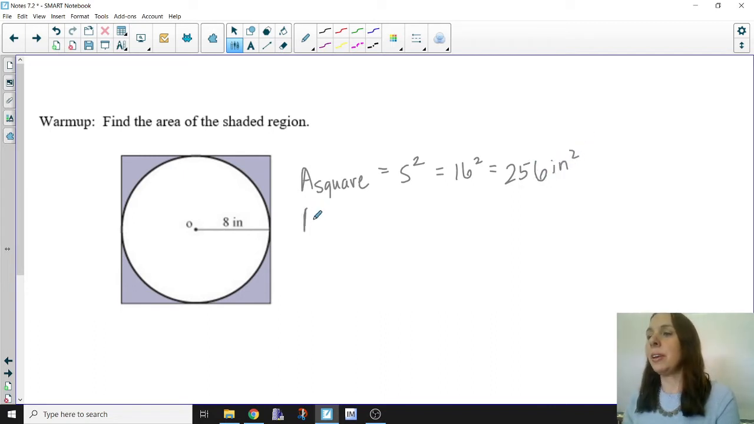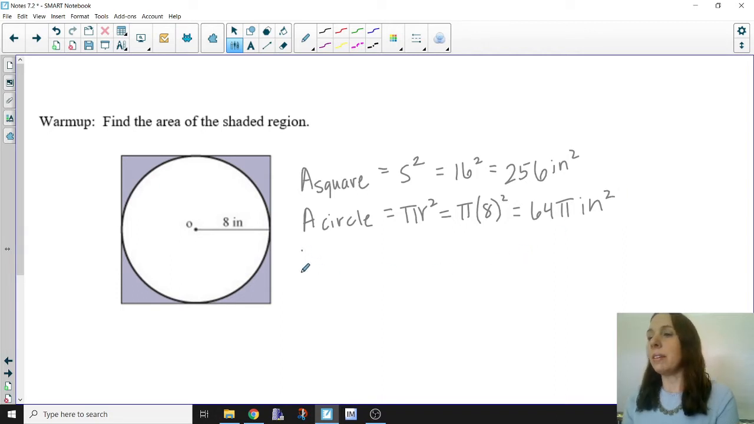And then we can find the area of the circle, which that formula is pi r squared. So for this case, that would be pi times 8 squared, which we'll just call 64 pi square inches.